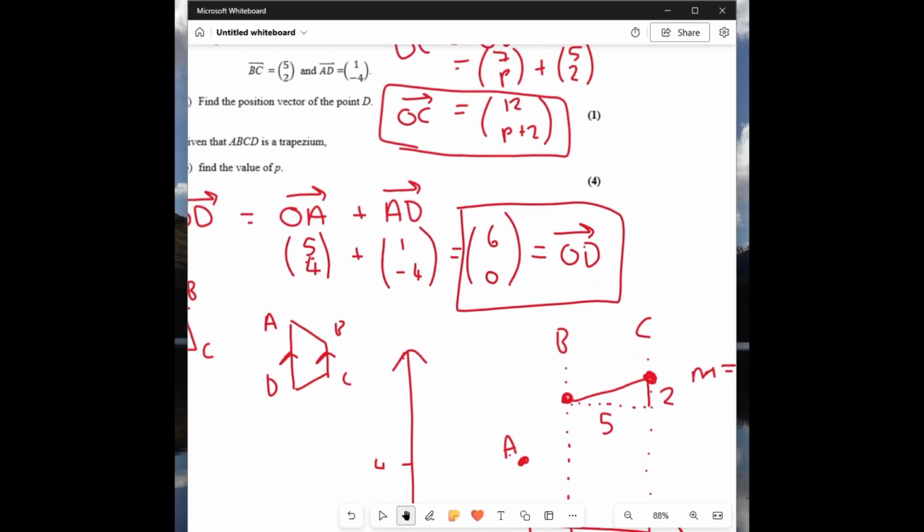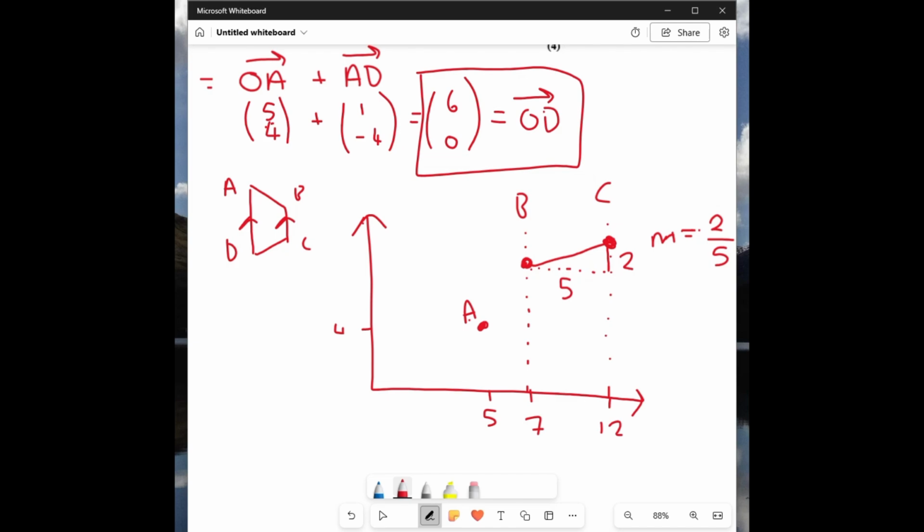And then let's have a look at OD, we just worked out that's 6, 0. So that will be somewhere here. So 6, 0, it's down here, D. So let's think about the scenarios we said. So either AD is parallel to BC.